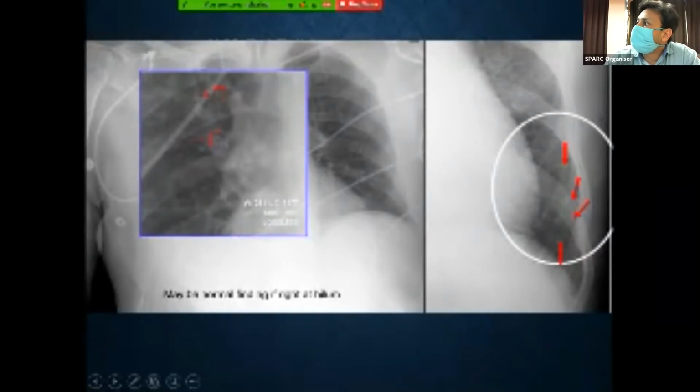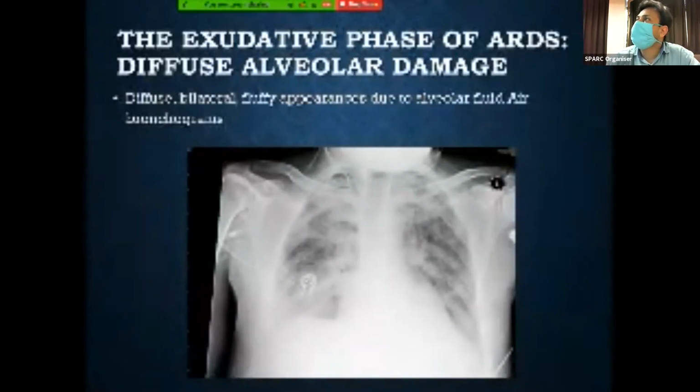So these are Kerley B lines. You can see small horizontal lines touching the lateral chest wall. These are due to congestion of the lymphatics. And the wall of the bronchi may appear thickened. This is called peribronchial cuffing. So these findings you may also see.